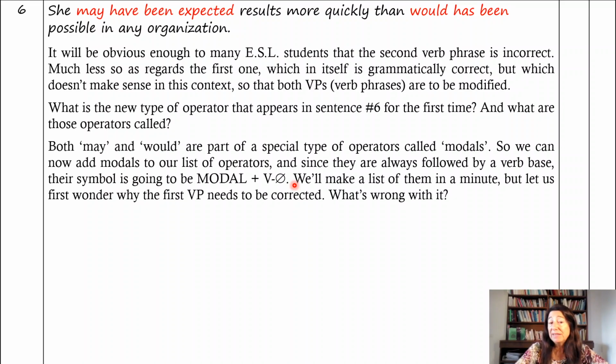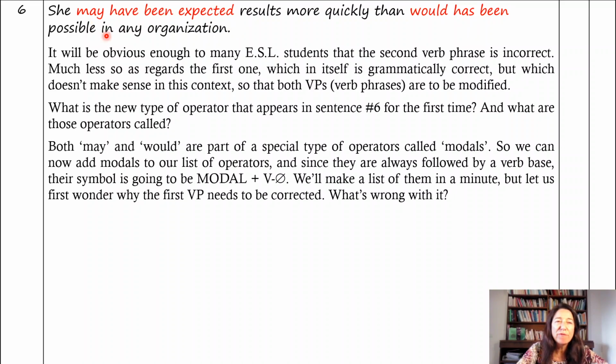So for instance, anytime you use a modal, if in your head you think, yeah, modal plus V0, then you're going to check that you did use the verb base right after the modal, okay? And actually you can see here that this is not what has been done. Would, the modal, is not followed by V0, so we know right away that this is not correct, and we also know how to correct it, okay?